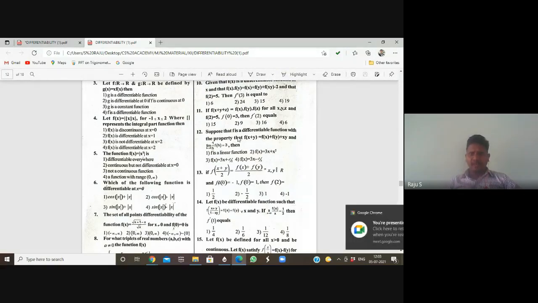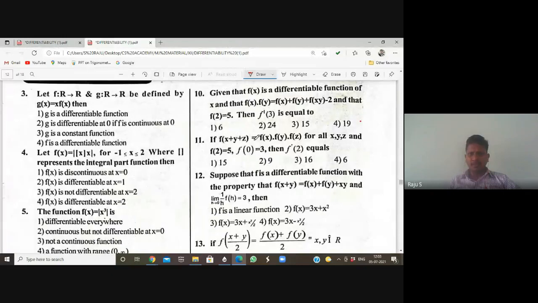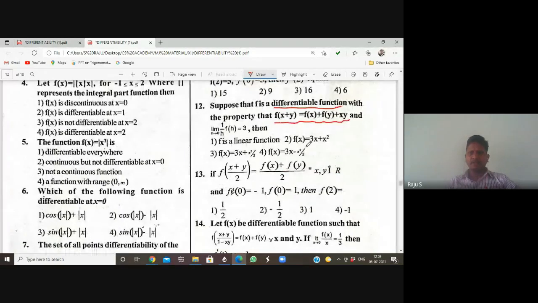Number 12. Suppose that f is a differentiable function. Again, see here, it is clearly given that f is a differentiable function, which means it is continuous also, with the property that it satisfies the condition f(x + y) = f(x) + f(y) + xy, and limit h tends to 0 of (1/h) f(h) is given as 3. Then what is the function which satisfies this condition?